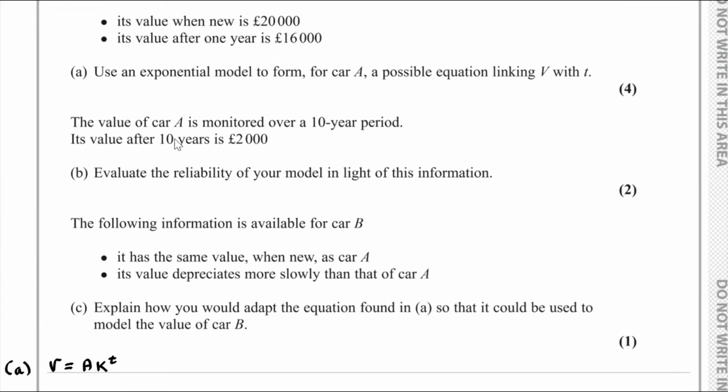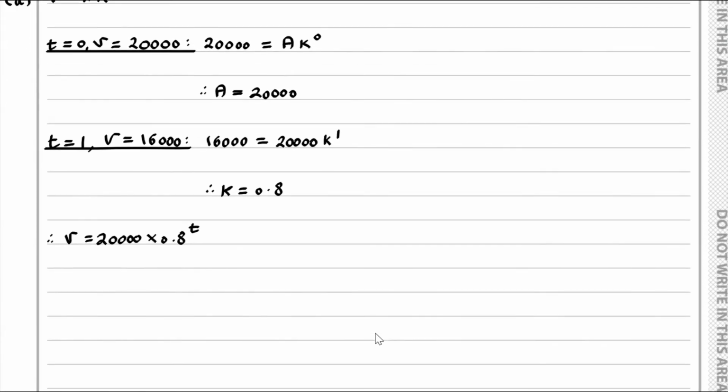Now, for part B, the value of car A is monitored over a 10-year period. Its value after 10 years is £2,000. We have to evaluate the reliability of our model in light of this information. Well, let's see with our model how much the car would be worth after 10 years. So for part B, when t equals 10, let's see what v is.